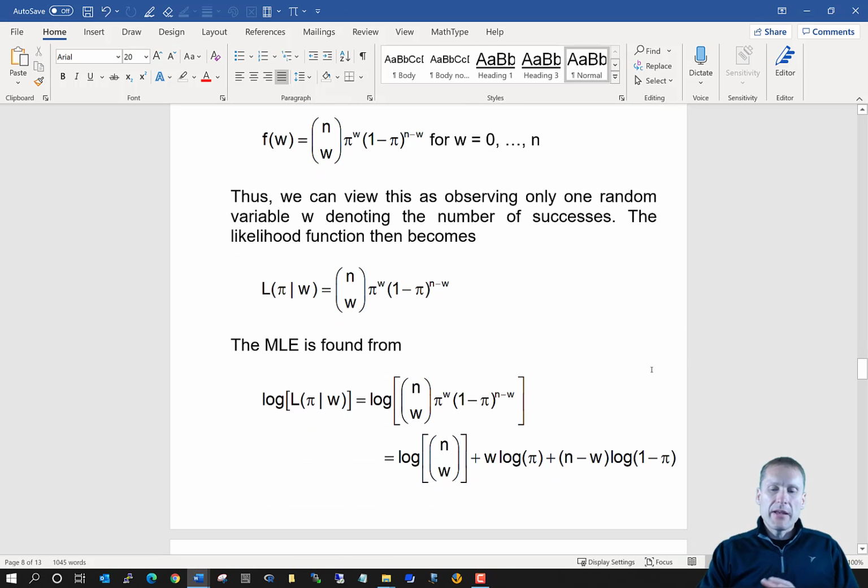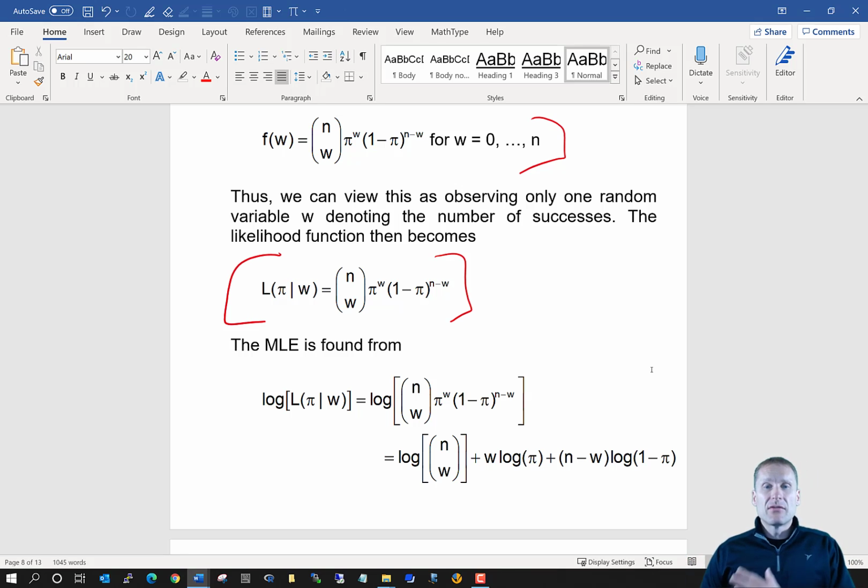So here's my PDF. And notice in this particular case, I'm just observing essentially one outcome for my PDF. I'm not having, let's say, one Bernoulli times another Bernoulli times another Bernoulli to get my joint PDF. Here, I just have a PDF, number of successes out of number of trials. And so my likelihood function ends up being L of pi given W, just my PDF.